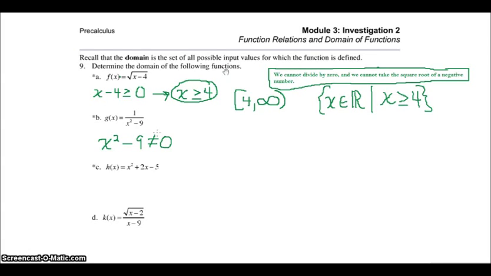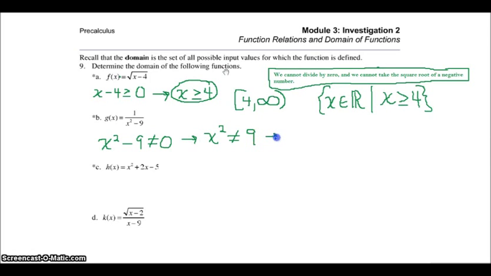Any x value will work except the x values that make x squared minus 9 equal to 0. So let's just solve for those. Let's find out what they are. We can add that 9 to both sides of our equation. Not really an equation here, it's an inequation. But if x squared minus 9 does not equal 0, then we know that x squared cannot equal 9.